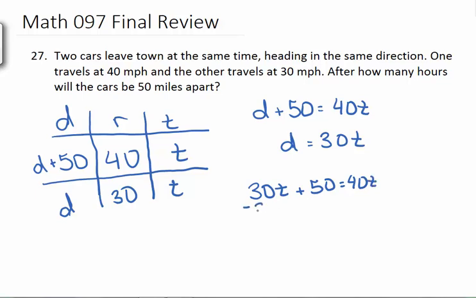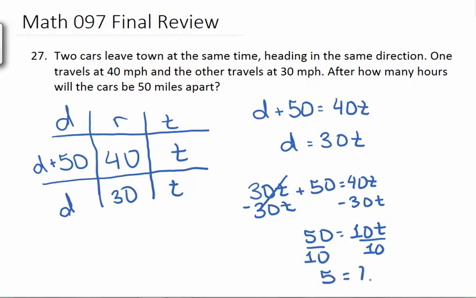We want to get our variables on the same side, so we'll subtract 30t from both sides. This gives 50 is equal to 10t. Divide both sides by 10, and you get 5 is equal to t. So these cars will be 50 miles apart after 5 hours.